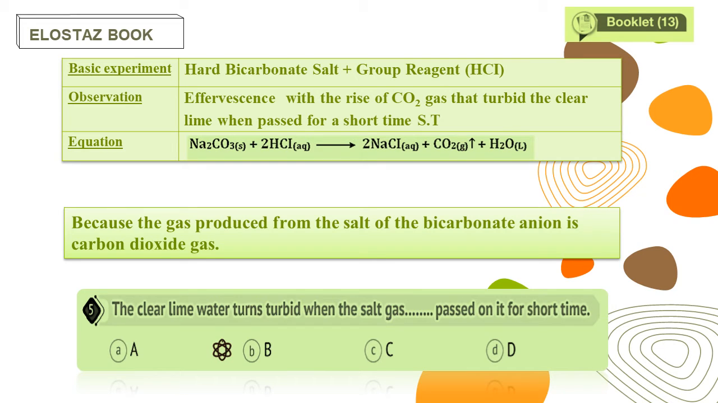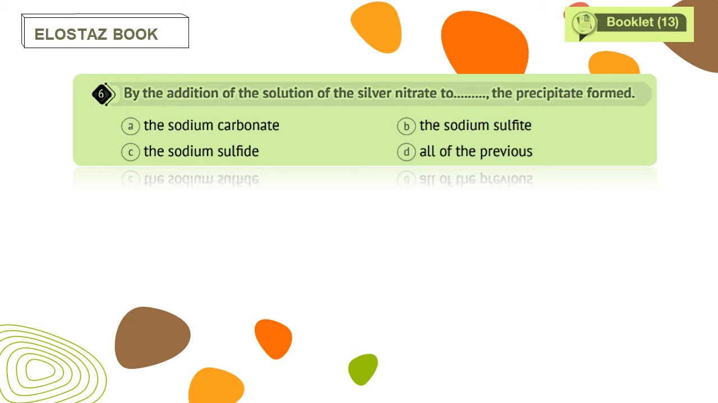Okay, this is the group of questions belonging to the table that we have at the beginning of it. Okay, we will complete our booklet. We have question 6. Question number 6 says that by the addition of solution of silver nitrate to what will the precipitate be formed. We have different choices here. We have sodium carbonate, sodium sulfide, and all of the previous.